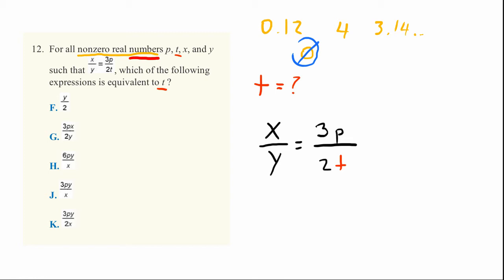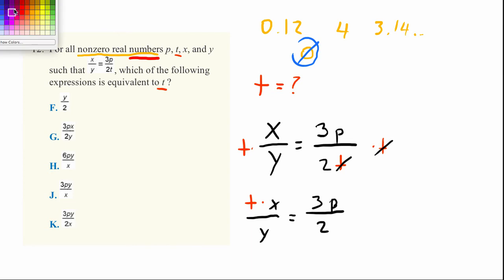There are a lot of ways you can go about this, but the first step I would take is to just multiply each side by t, because right now we're dividing by t, and we'd rather have t in the numerator. If we do that multiplication, we get t times x divided by y over here is equal to 3p divided by 2, and you can see that the t's cancel here. We're dividing by a t and multiplying by a t, so let's cancel them out. Now t is conveniently in the numerator.